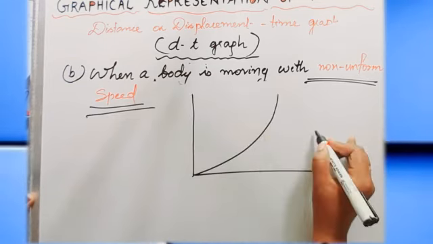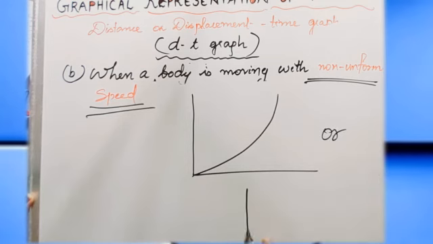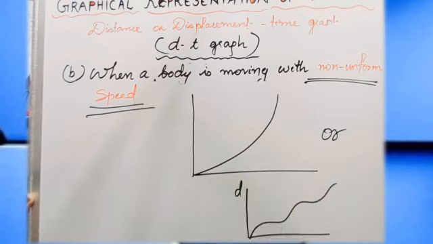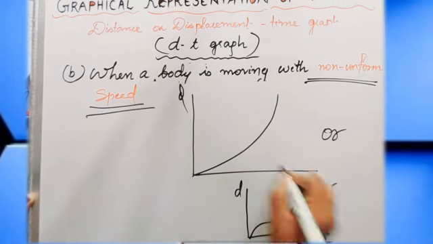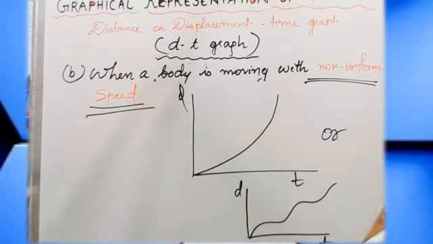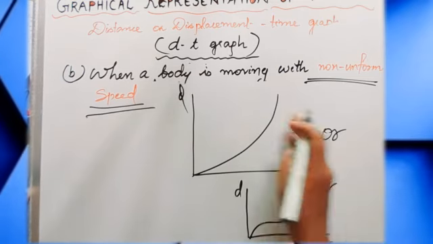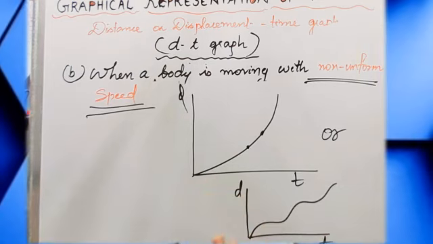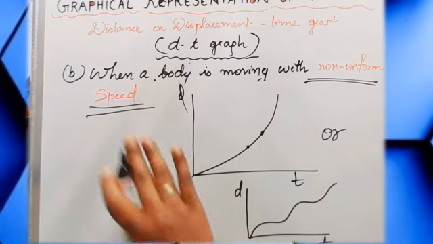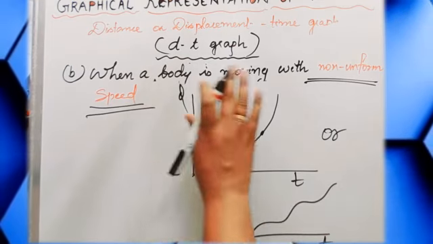This graph or this graph like this. Okay, it is not a straight line graph. In this case, we will get the graph not in a straight line. These are the conditions of graphical representation of motion in the case of DT graph.